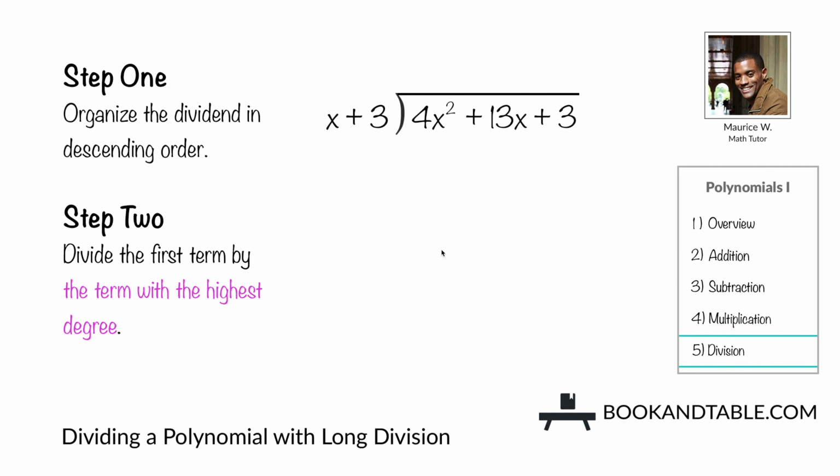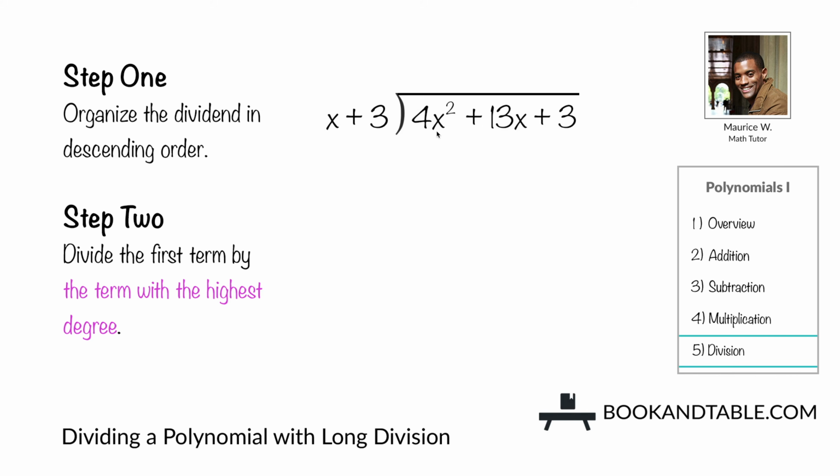So let's go through the previous example, dividing 4x squared plus 13x plus 3 by x plus 3. We'll now use long division, and we'll see that the quotient will still wind up being 4x plus 1, as we saw it was when we did factoring. Step 1, organize the dividend in descending order. So the largest exponent should be furthest to the left. So we have 2, 1, and an order of 0 here.